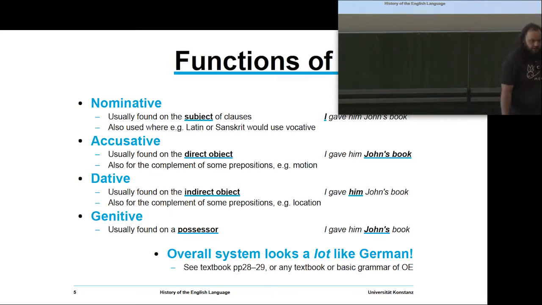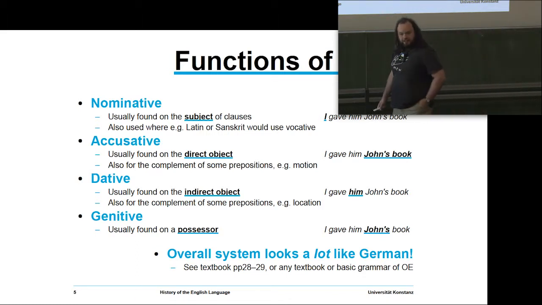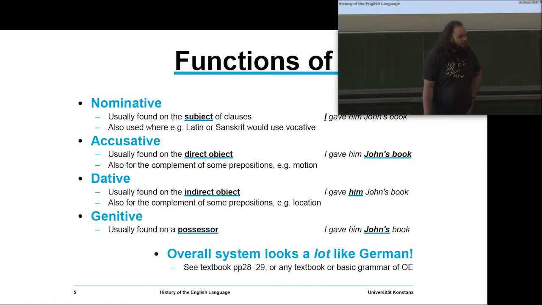What about the accusative then? Well, the accusative is used for the direct object of the clause. So here in the example, "I gave him John's book", the bit that would be accusative marked, if English were a case marking language, would be "John's book". Specifically, "book", because "John's" has a different case, as we'll see in a second. So accusative is the one that's found on the direct object of the clause. And it's also found on the complement of some prepositions.